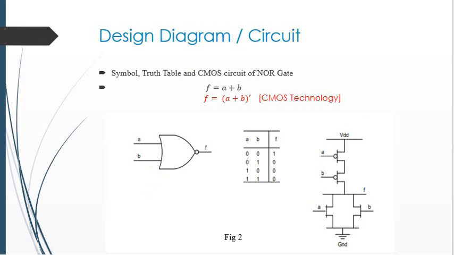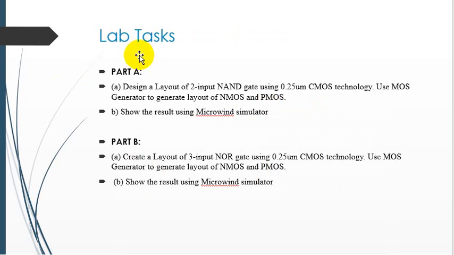So what you are supposed to do is first to design the layout of a two input NAND gate, and this will be done with the help of 0.5 micrometer CMOS technology. Use the CMOS generator to generate the layout of the NMOS and the PMOS, and after that you are going to show the results using the Microwind simulator.